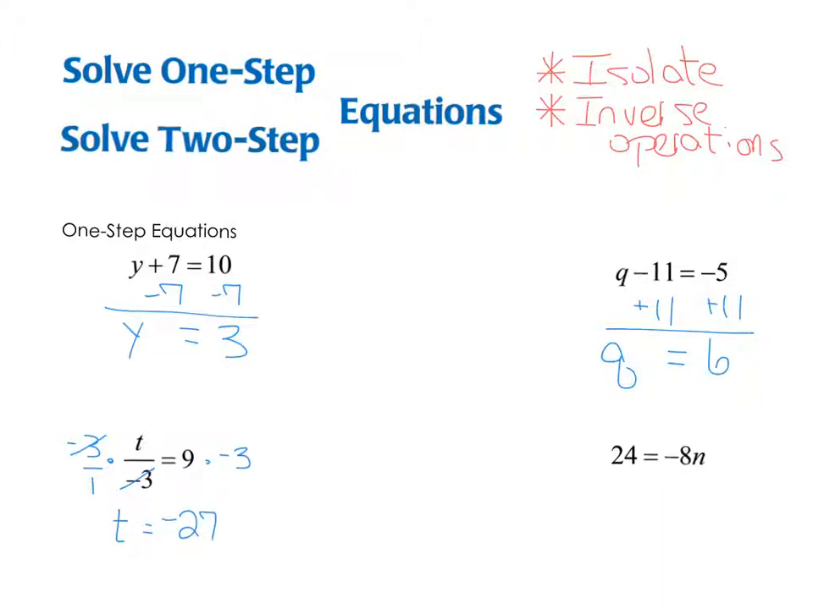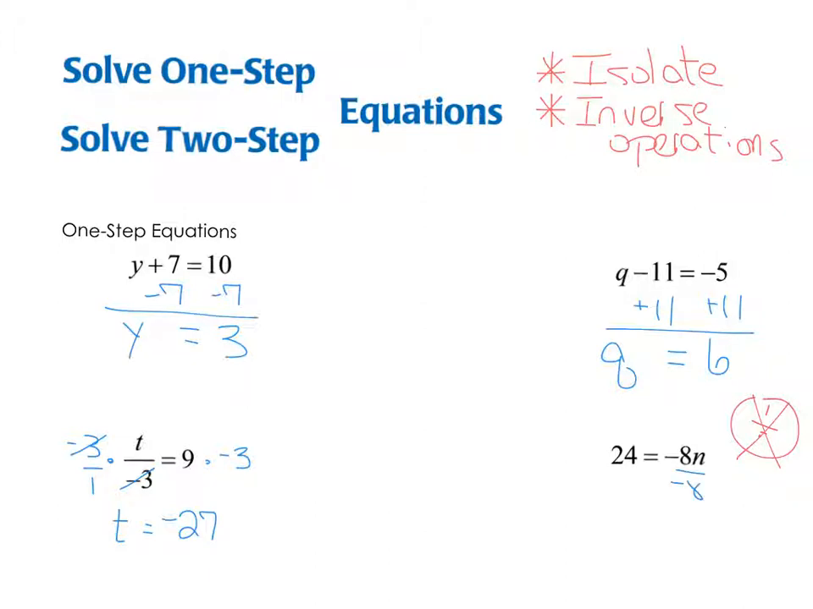The last one, 24 equals negative 8n. Remember, when two things in algebra are written side by side, that means multiplication. So the inverse operation is division. Do not, in an algebra equation, use the division symbol. That's arithmetic. We are now in algebra. So we're going to divide both sides by negative 8.